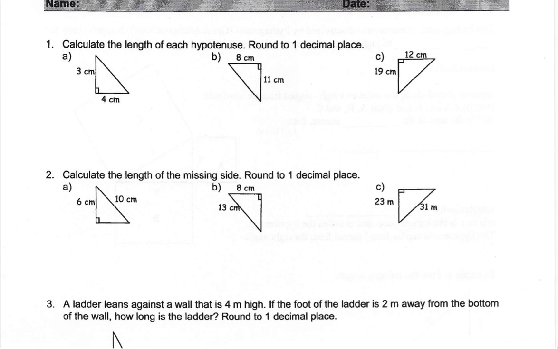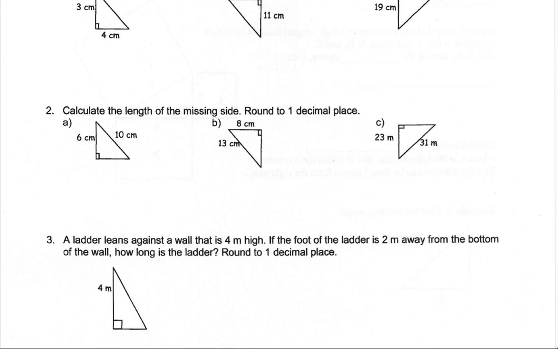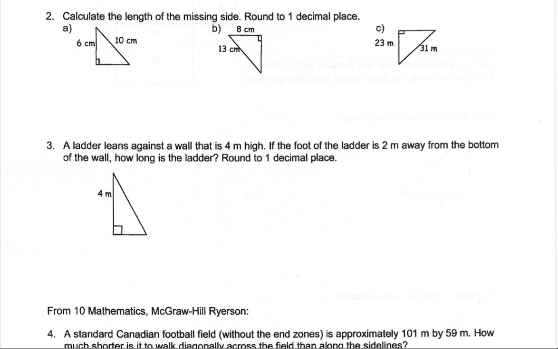Okay, and so here's some practice on this page. This is in our booklet, so you can do that practice. Let's do this one. A ladder leans against the wall that is 4 meters high. If the foot of the ladder is 2 meters away from the bottom of the wall, so this is 2 meters, how long is the ladder? So you can call this X, just so that we're not fixed on A, B, and C.